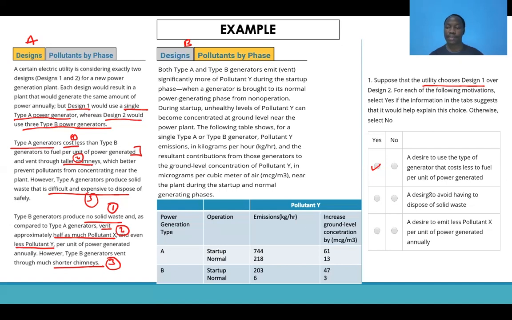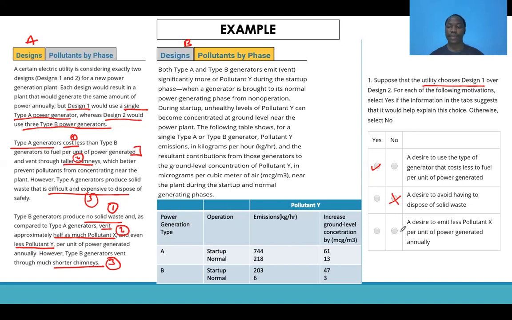Then the second choice, a desire to avoid having to dispose of solid waste. Again, this desire to avoid disposing of solid waste would prompt someone to go for option B rather than going for type generator A, which is difficult and expensive to dispose of safely. So no, that desire does not motivate the utility to choose design 1. If they had the motivation to avoid having to dispose of waste, then they would have gone with design 2, not design 1.